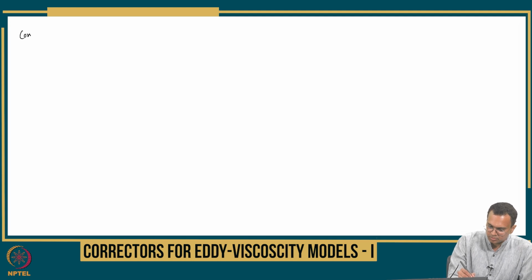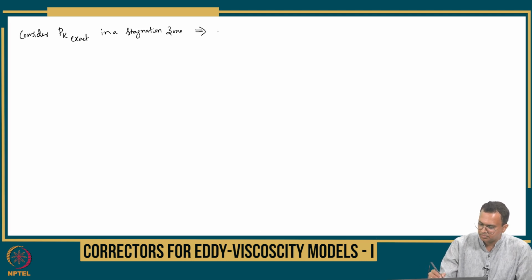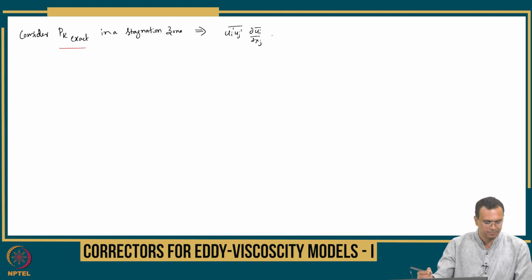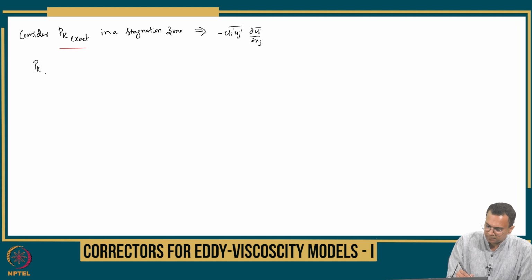Okay. So consider pk exact in a stagnation zone. What would pk exact be? So Reynolds stresses, you have ui prime uj prime average dou ui bar by dou xj, right, minus of it of course. This is your pk exact term. So if I now expand it, I get pk exact is equal to, i and j are repeated, so it has to be summed up.